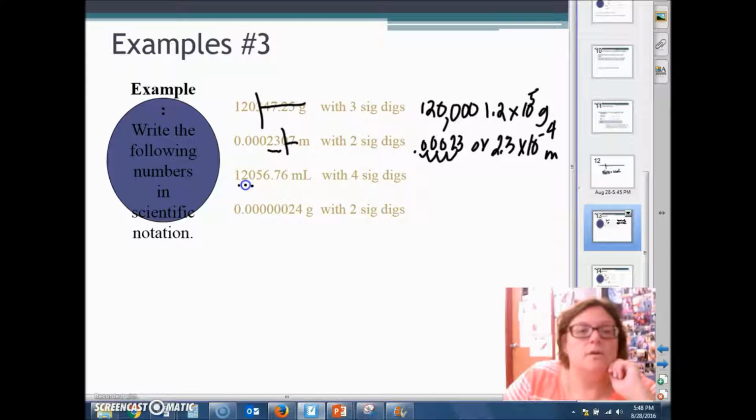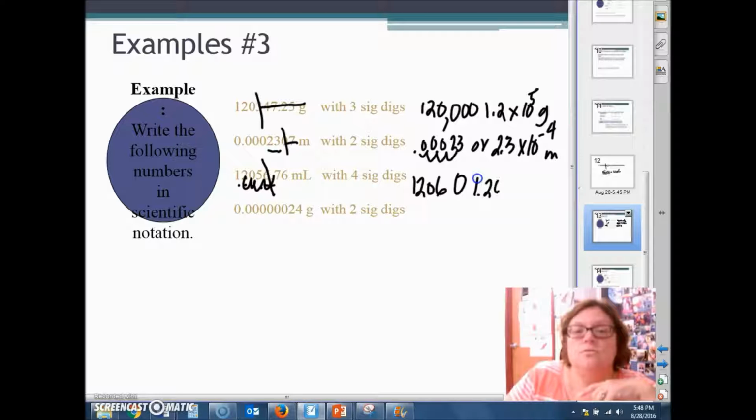4 significant digits. 1, 2, 3, 4. That 6 is where I'm going to cut it off. That'll round up, so I get 1, 2, 0, 6. But I have to have that placeholder. Once again, in scientific notation, we would move our decimal 1, 2, 3, 4 to the left. 1.206 times 10 to the 4th milliliters.